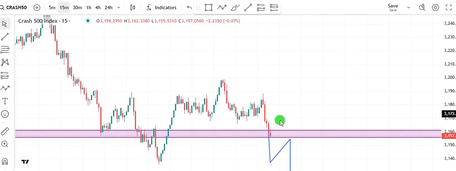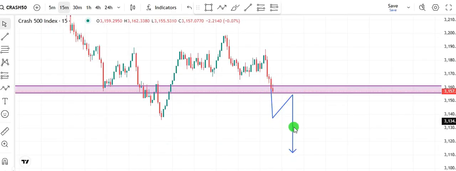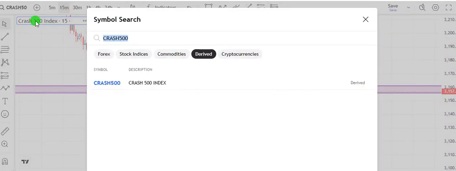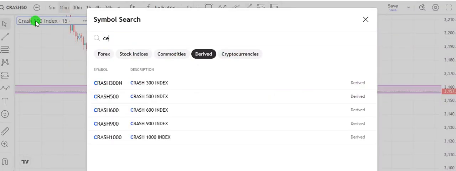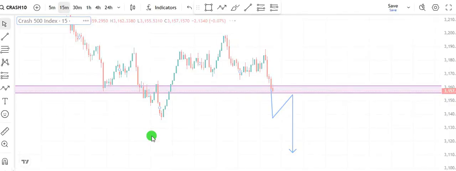But if that does not happen, remember we still have our eyes on where we want to see a breakout, a new formation on the high. Don't worry, whenever that happens, I'll definitely keep you updated. But for me, I'm still full-time bearish on the Crash 500 index. So let's do the final one for today, which is going to be Crash 1000. Come on, crash. Okay, Crash 1000.